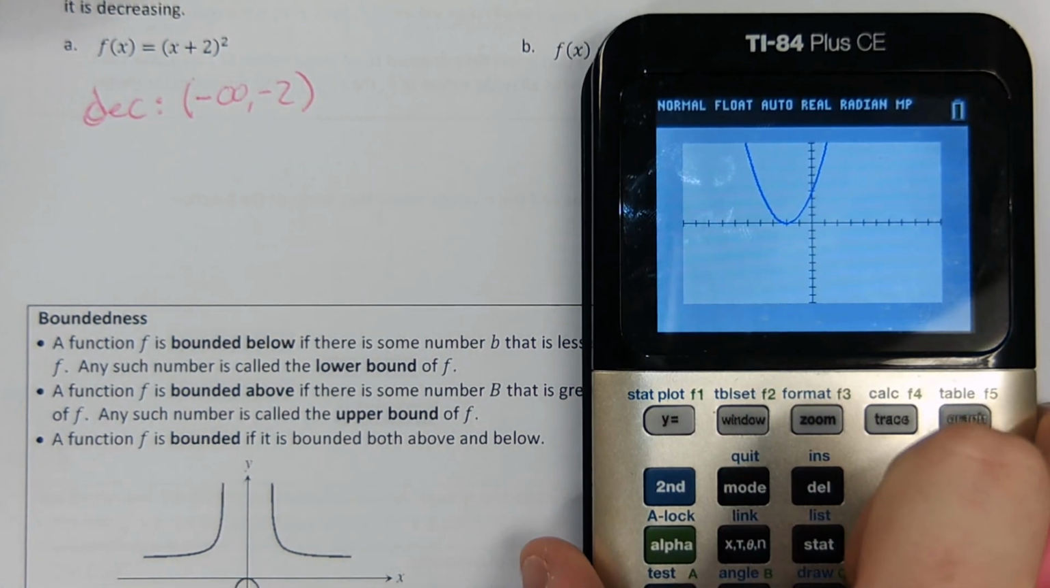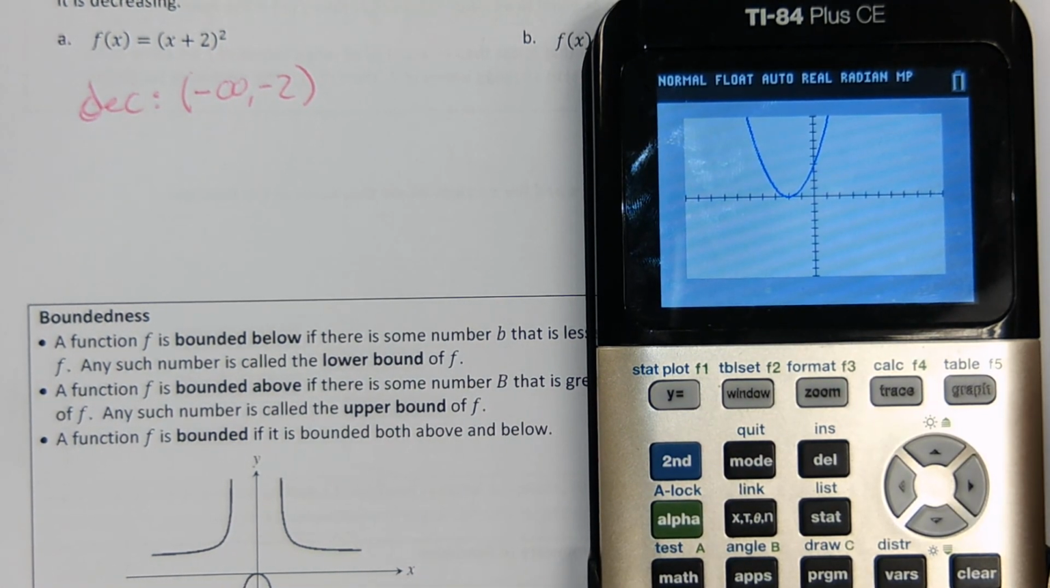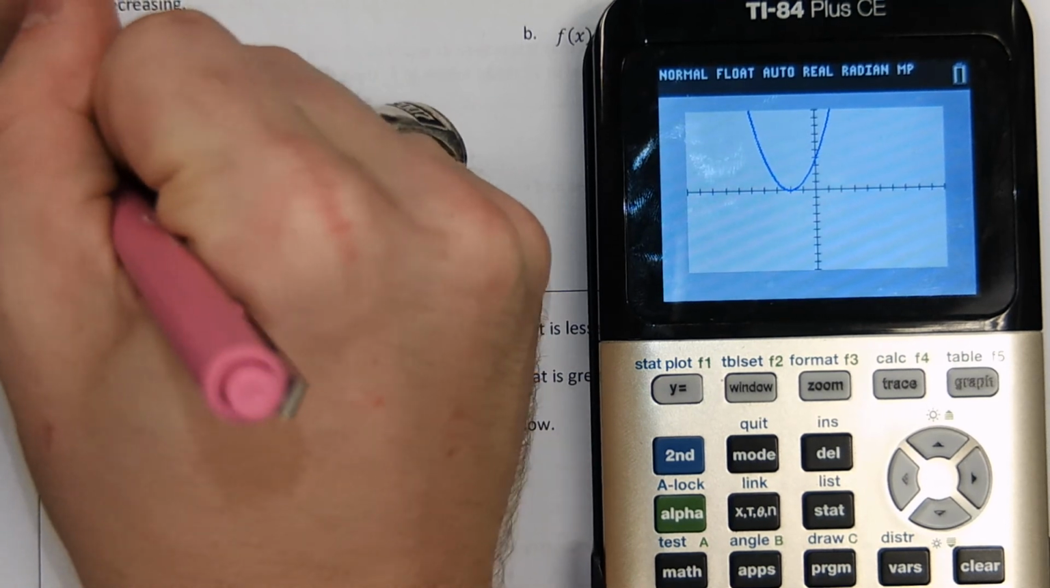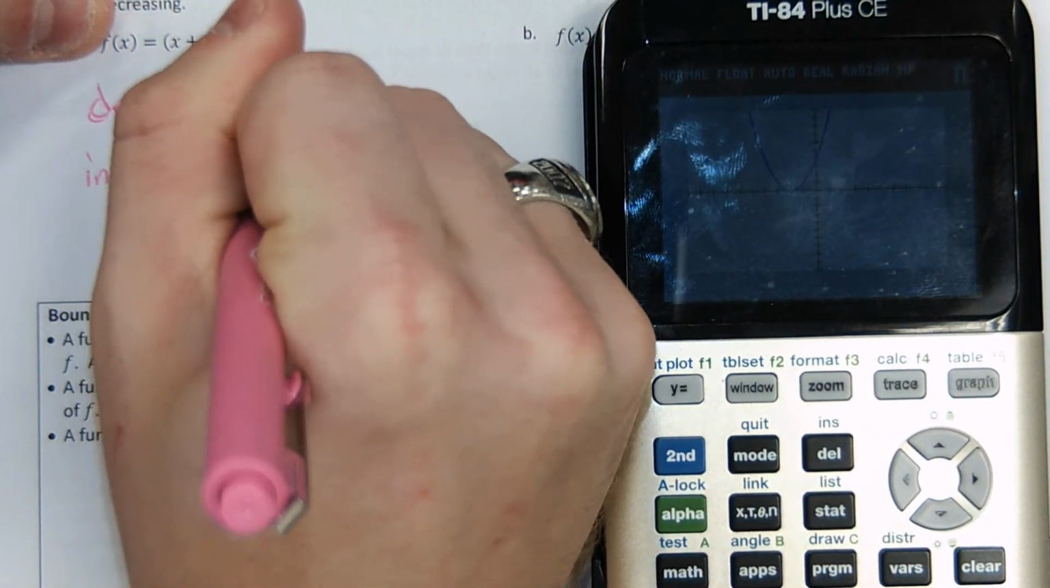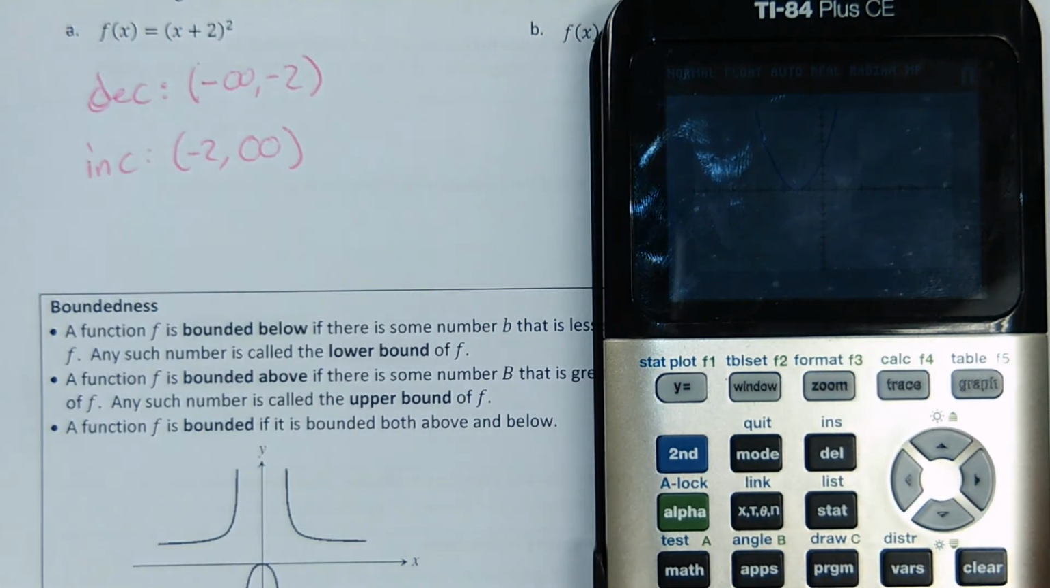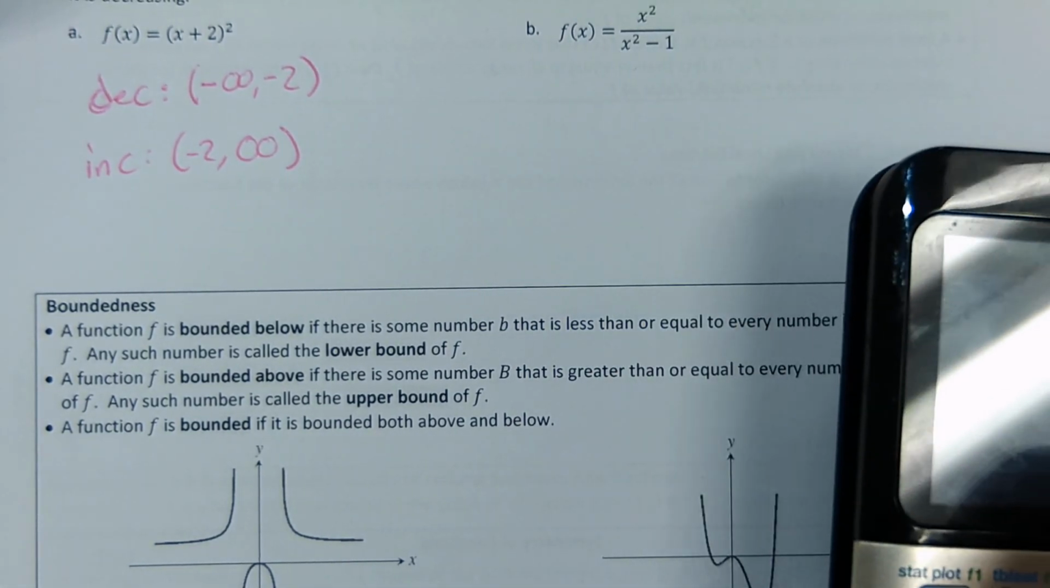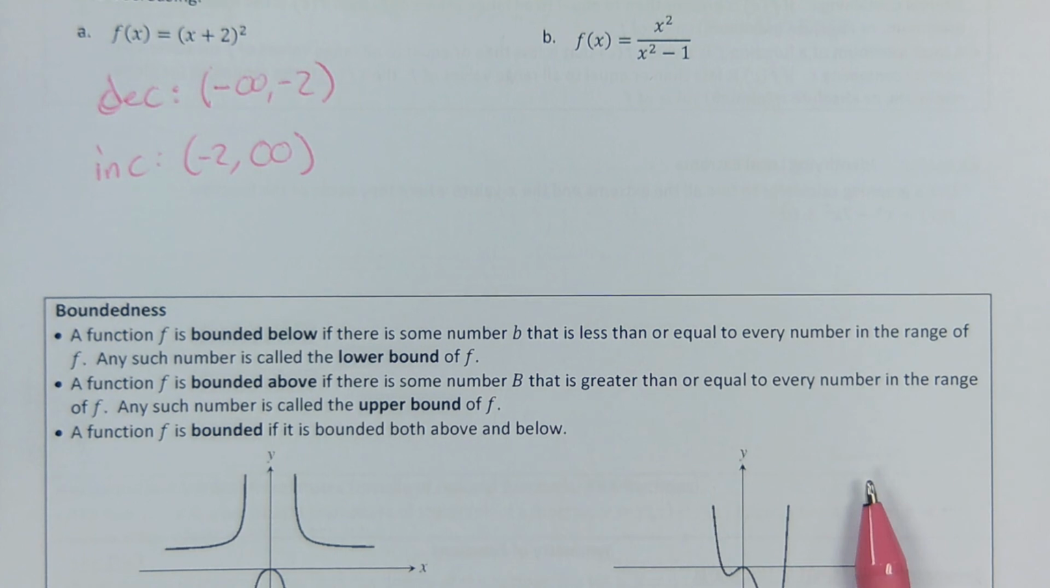So if it's decreasing to the left of x equals -2, guess what it's doing to the right? Increasing. That roller coaster's climbing after that. Does it say constant? Nope, increasing, decreasing. We're constant at the vertex.